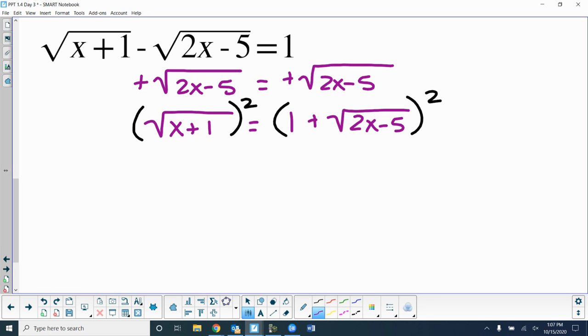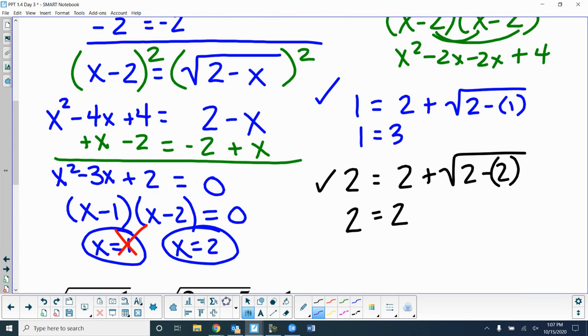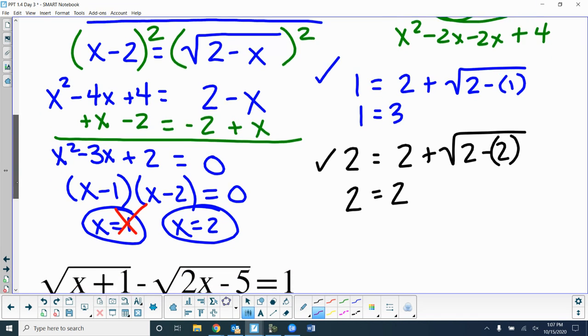So the left just becomes x plus 1, because the square root and the square cancel each other out. Now over here, it's like the one we just did. I got 2 terms, right? I had 2 terms there. I got 2 terms now.